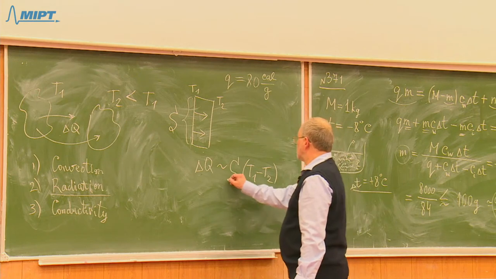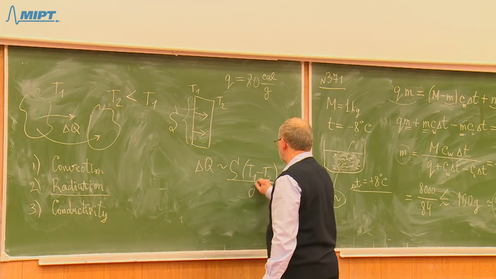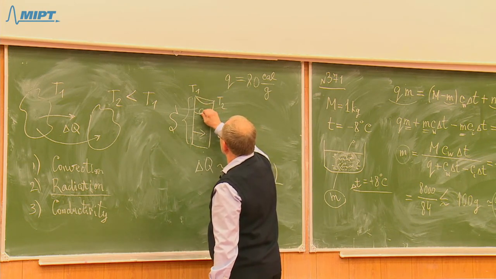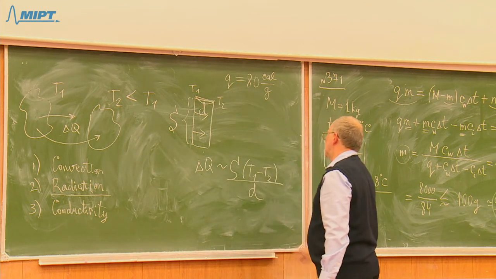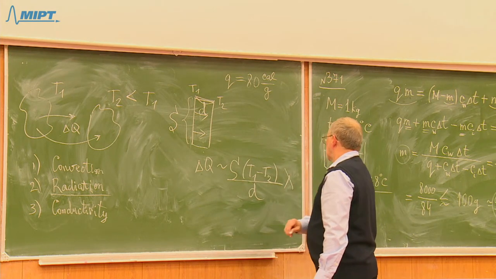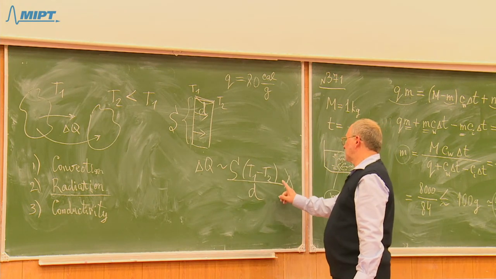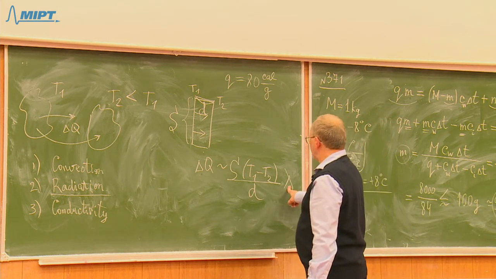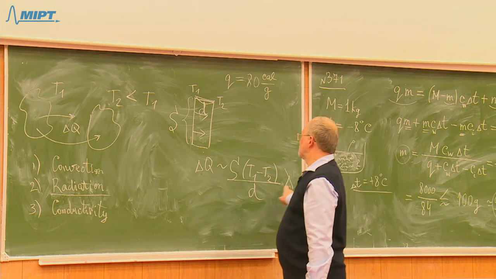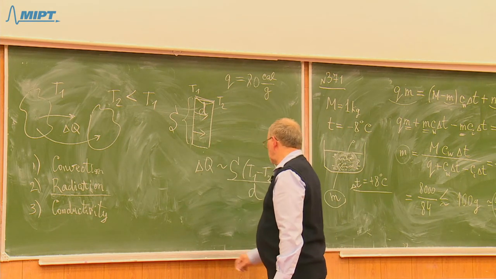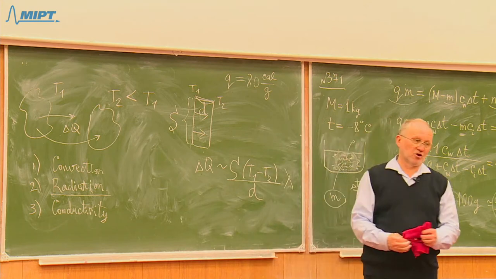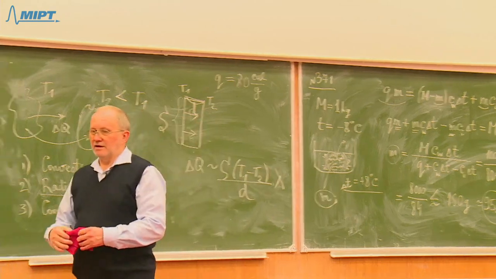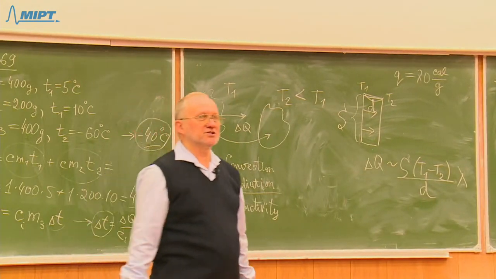And also it will be inversely proportional to the thickness of this wall. There will also be some constant particular to every material, which is the heat conductivity of a substance, and which describes the heat conducting properties of any material. So this formula will be used in some of the problems in your home assignment. That is as simple as that. On this point, let us finish this lecture.